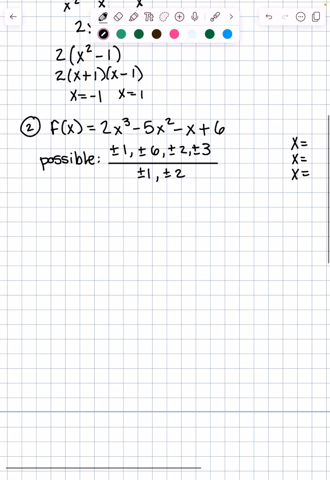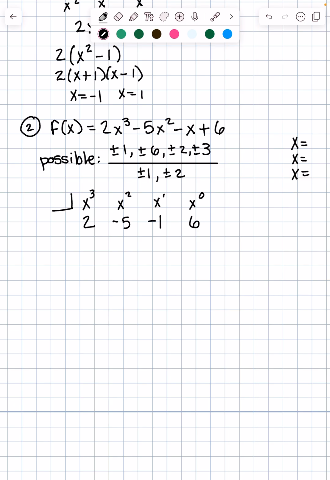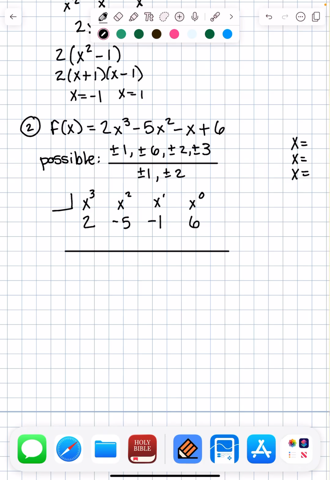Let's go ahead and set up synthetic division, and then we're going to use our calculator again to actually see where our zeros are. So x cubed, x squared, x to the first, x to the 0: 2, -5, -1, and 6. Draw our little box. Okay, so let's go back to our calculator.